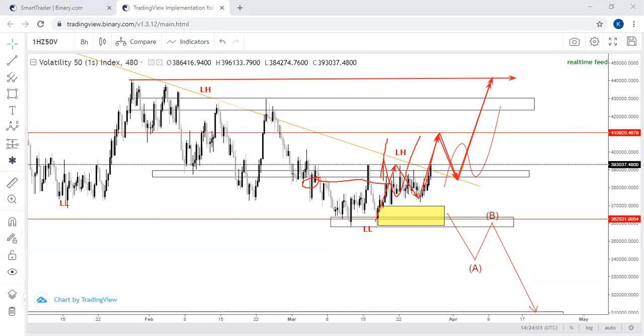So please, this is what we are expecting the price to give us before we join the buying opportunity on a V50 1S. For selling opportunities, we should exercise patience. If price breaks out from this key level, then retests around this area, then we continue looking for selling opportunities. If you have any question, you can ask right now.